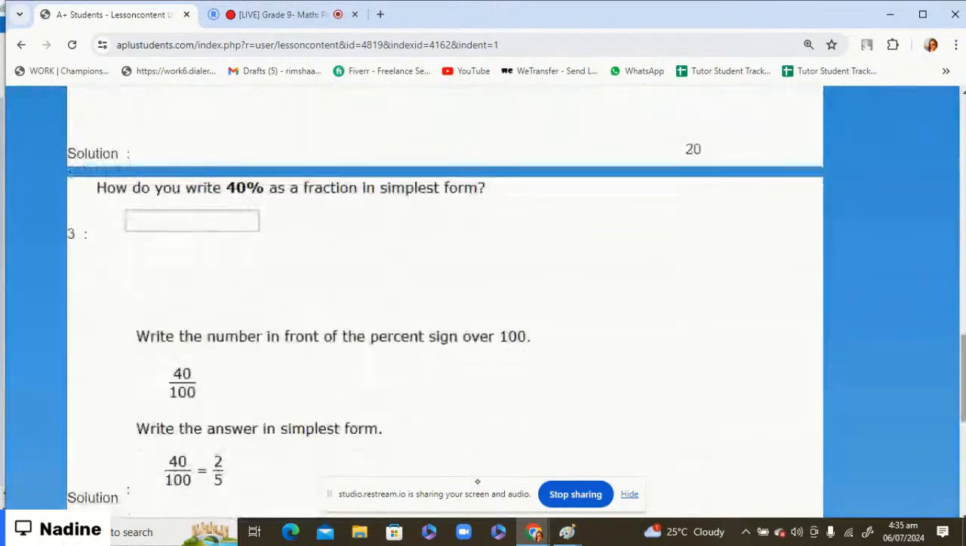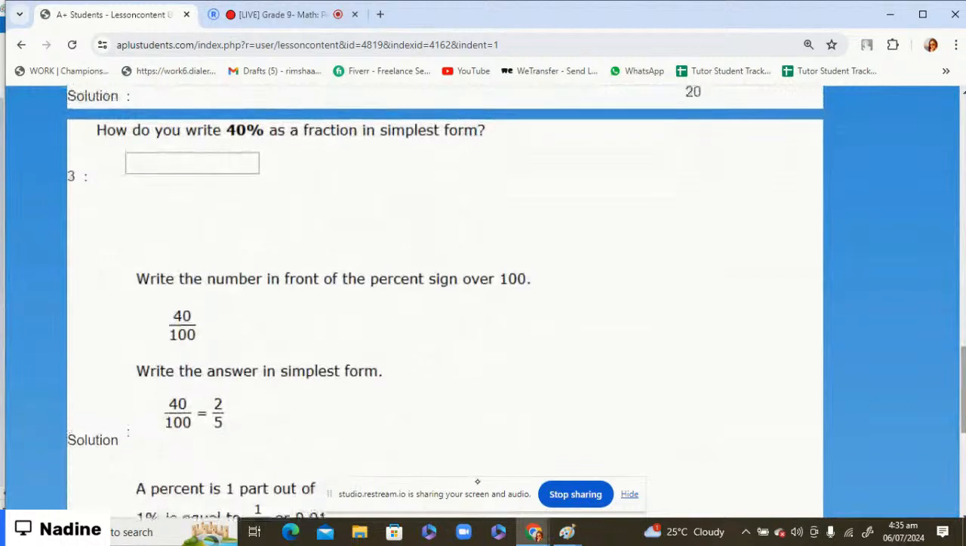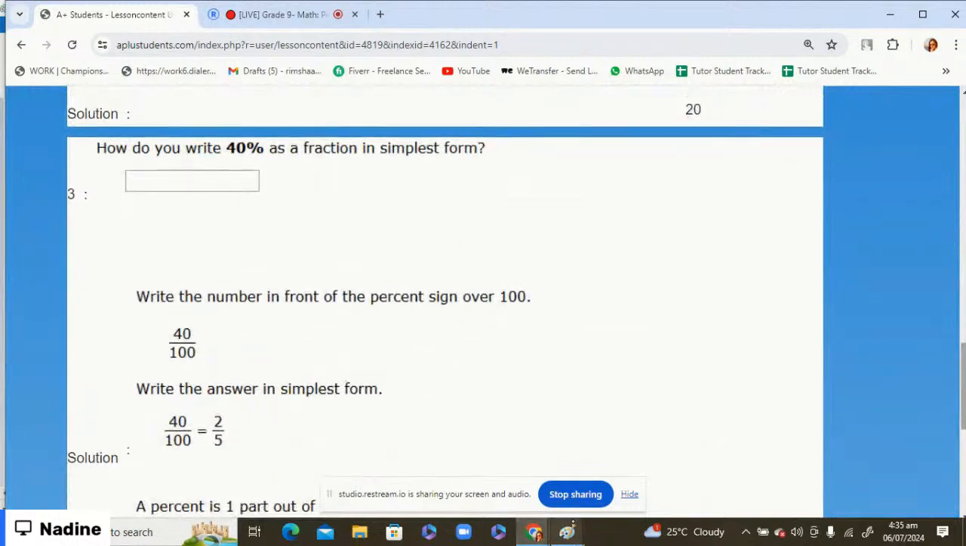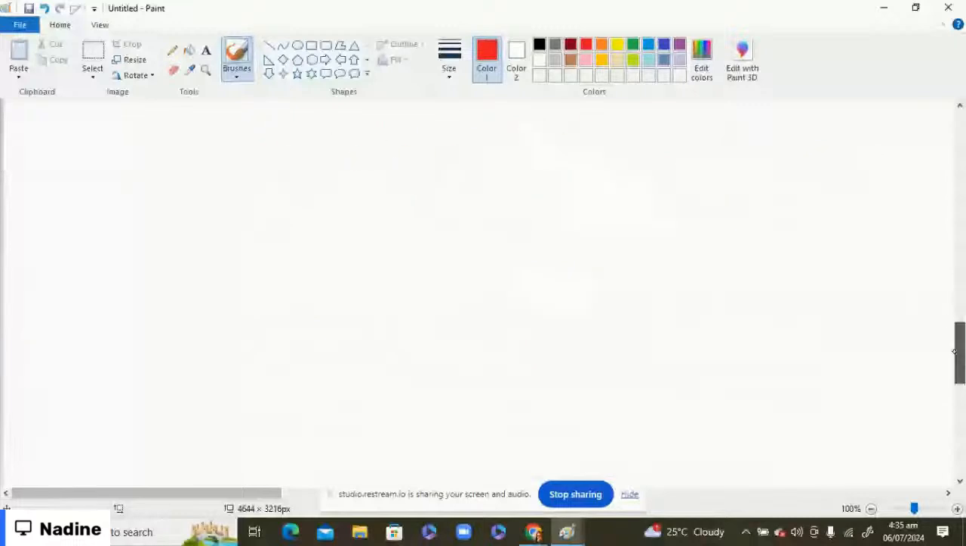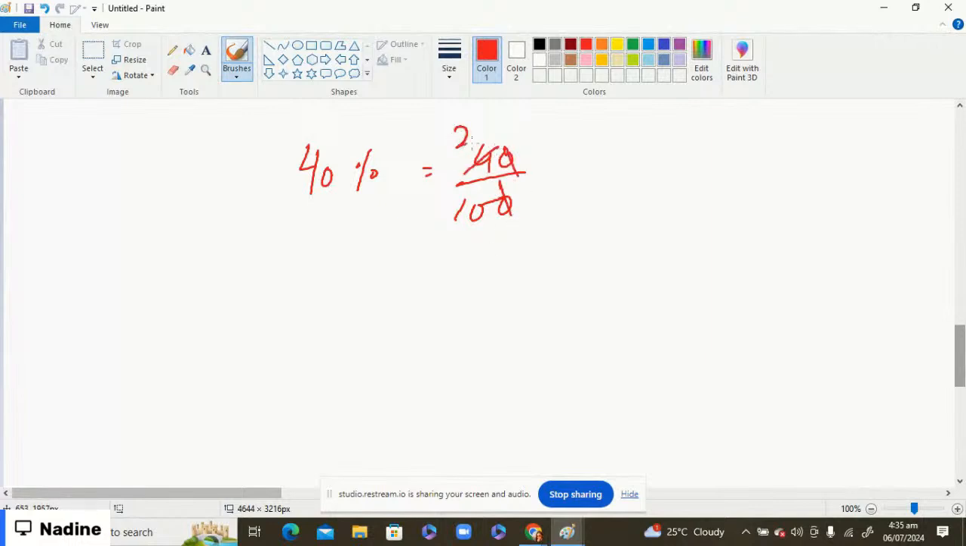And 40% as a fraction in simplest form. What is the meaning of 40%? This is a bit different. You can write it in the simplest form. What is the meaning of 40%? It means 40 divided by 100. So this zero and this zero should be cancelled. 2 times 2 is 4, 2 times 5 is 10, so here the answer is 2 by 5.